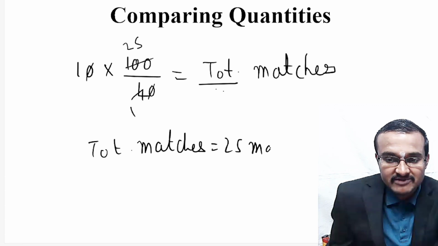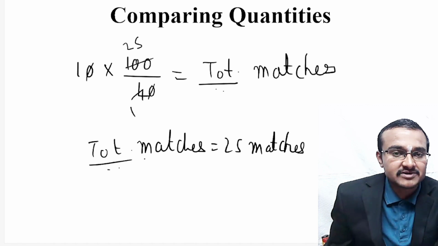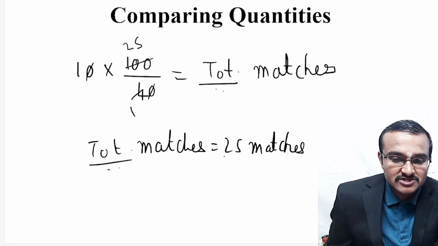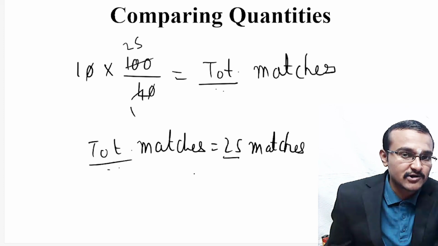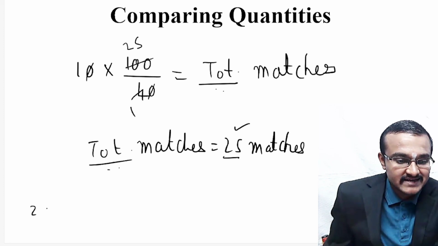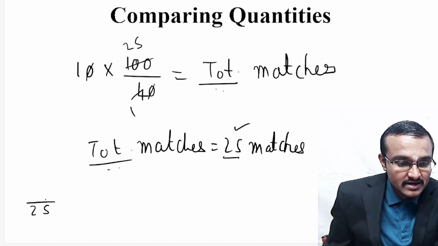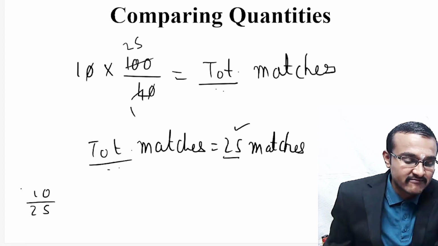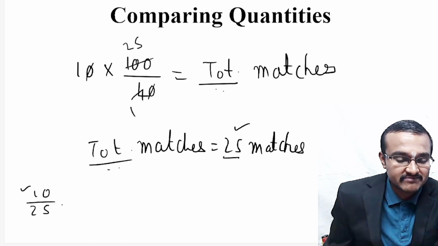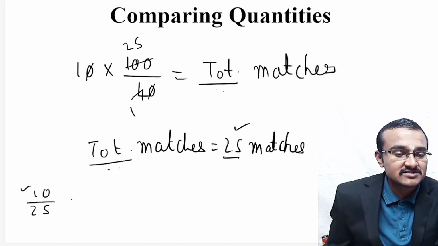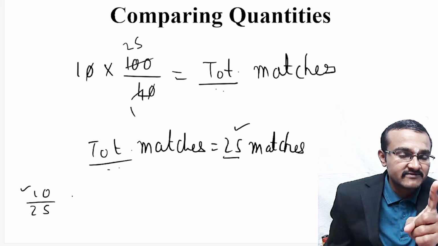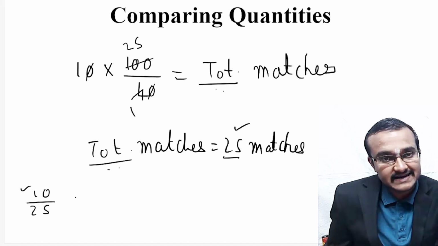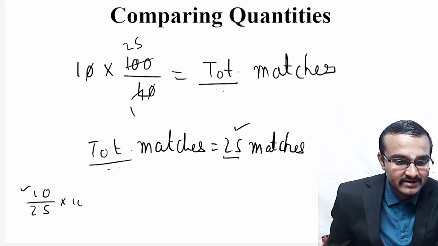So out of 25 matches, they have won 10 matches, which is the 40% of 25. You can cross verify whether this answer 25 is correct or not. How to cross verify? You just take 25. So 10 divided by 25, because they have won 10 matches out of 25 matches. That should give you 40%. If it is giving 40%, then 25 is the correct answer. So 10 by 25 into 100 should give you 40%.